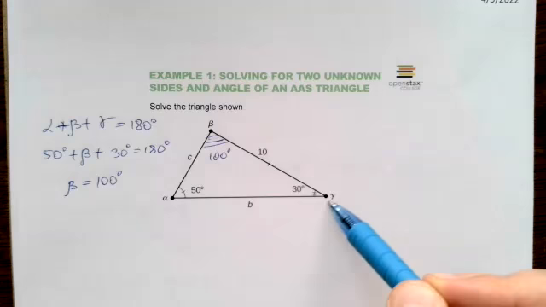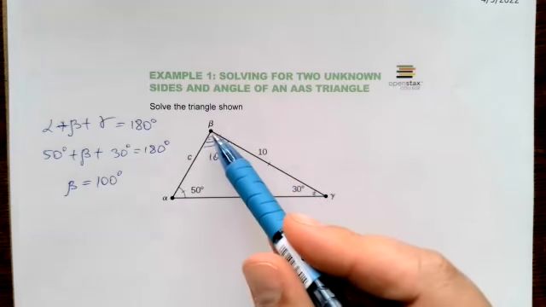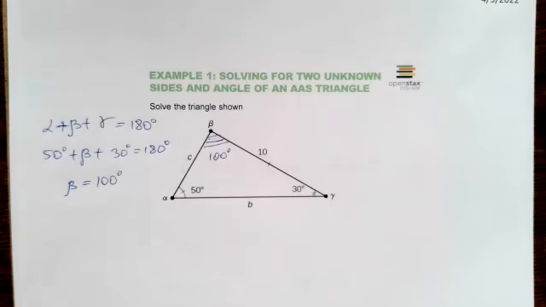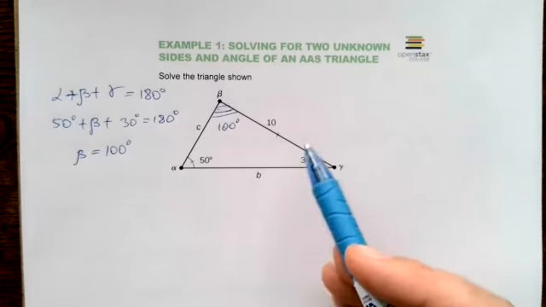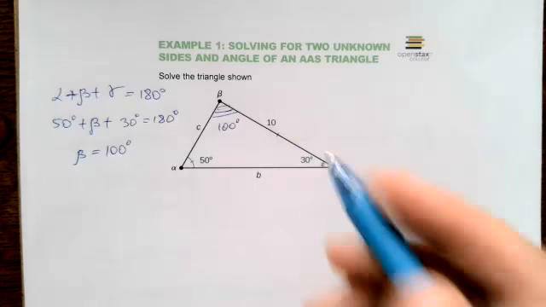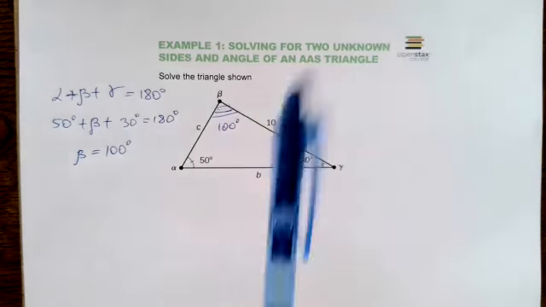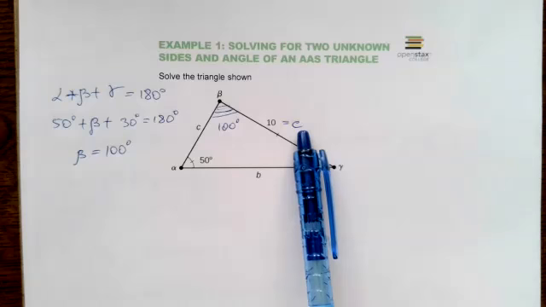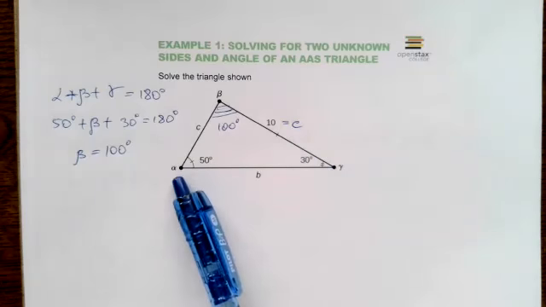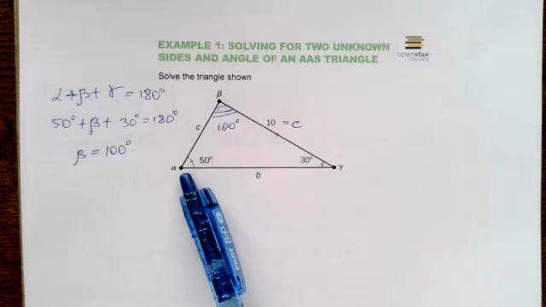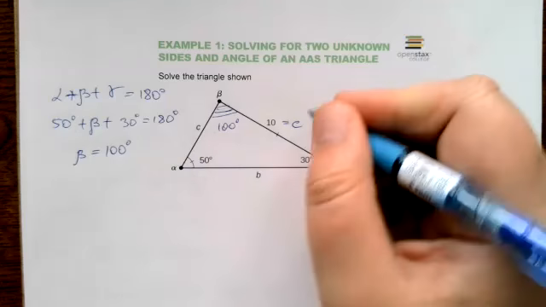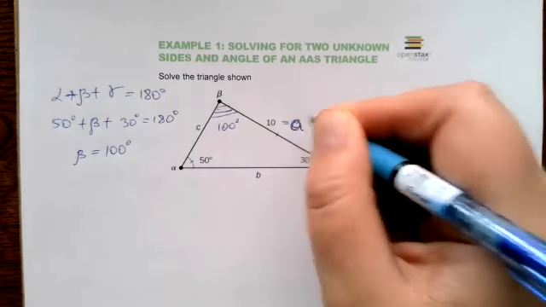Now, remember we said that we need at least one side measurement. So in this case, we know side C. How do we know it's C? We know it's C because it's across from angle. Oh, it's actually A. Sorry, it's across from angle alpha. So it is A, not C.